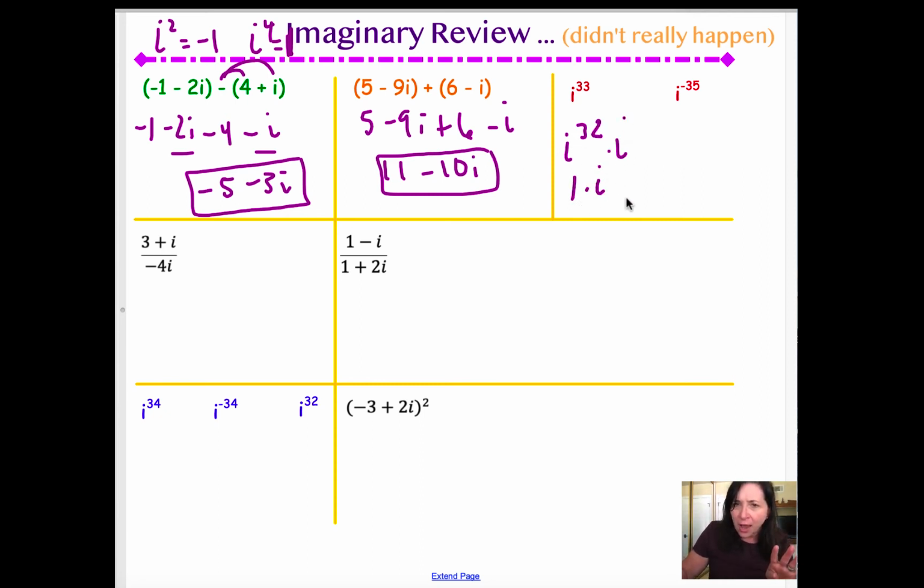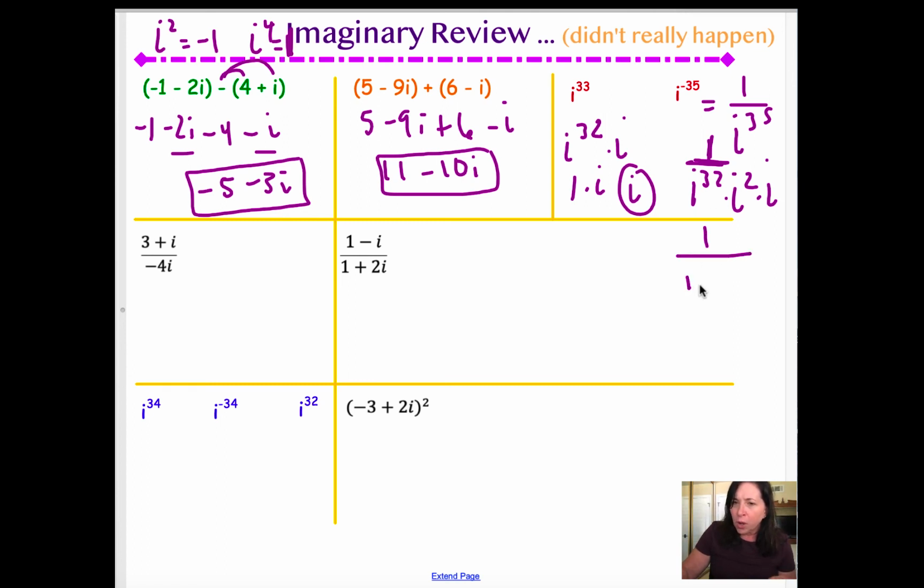So that's 1 times i, which is i. And then this one right here, i to the negative 35, oh boy, that one is actually 1 over i to the positive 35 power, which then means that I need to get 4 in there. So that's going to be 1 over i to the 32nd power times i to the 2nd power, so that's 4, times i. And so what that means is I've got 1 over, i to the 32nd is 1, times i squared, which is negative 1, times i.